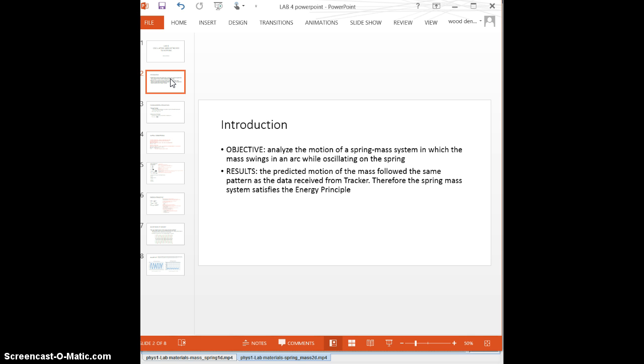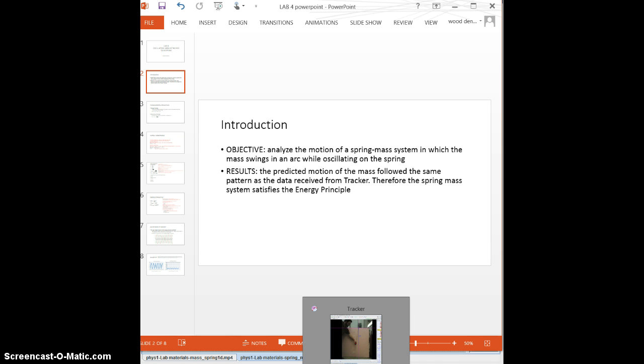The objective of this lab was to analyze the motion of a spring mass system in which the mass swings in an arc while oscillating on the spring. The results of this lab are that the predicted motion of the mass followed the same pattern as the data received from Tracker. Therefore, the spring mass system satisfies the energy principle.